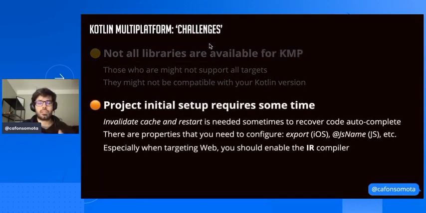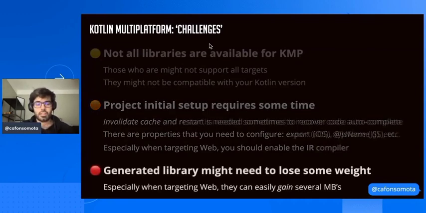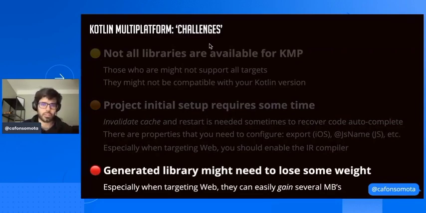The initial project setup requires some time. This is why I've created a template project called Alicers that you can see, because sometimes just a small configuration might increase your compilation time a lot and might give you some compilation errors. The generated library for JS needs to lose some weight. The generated file for the web, the JS file, is a bit heavy. It can gain several megabytes in the process.